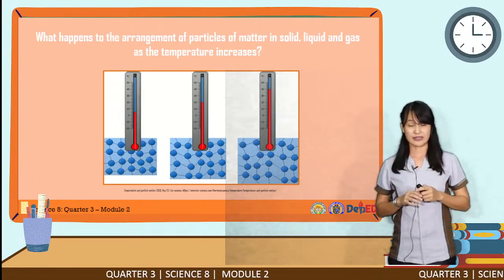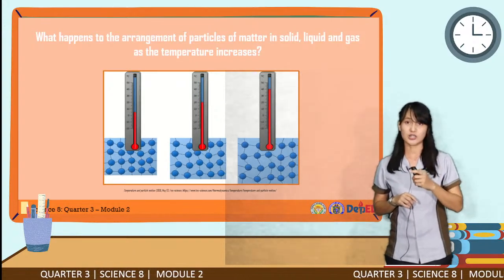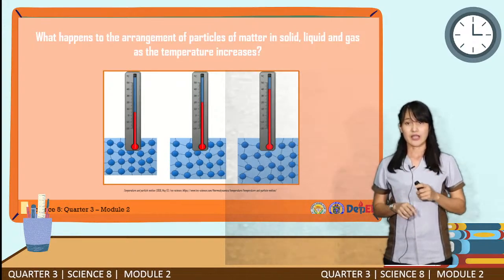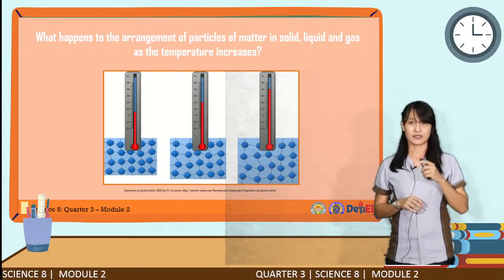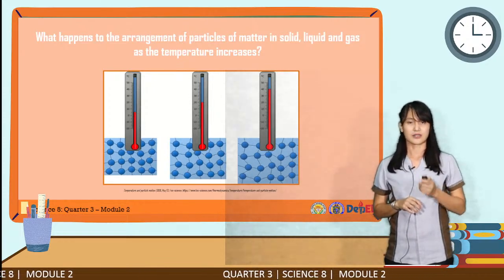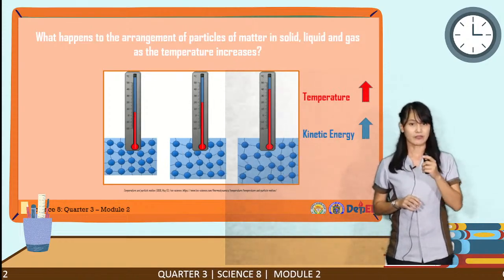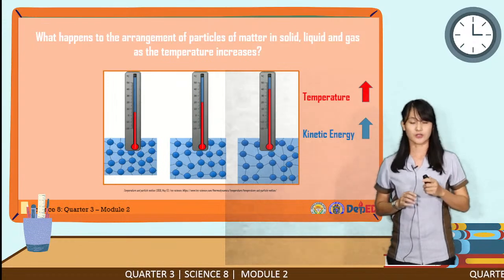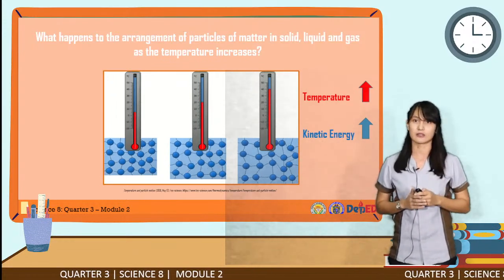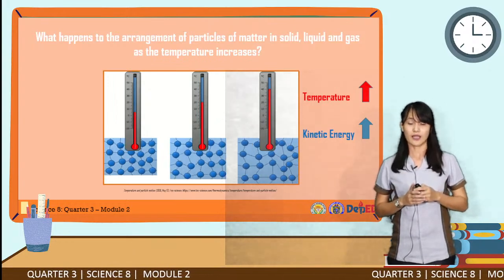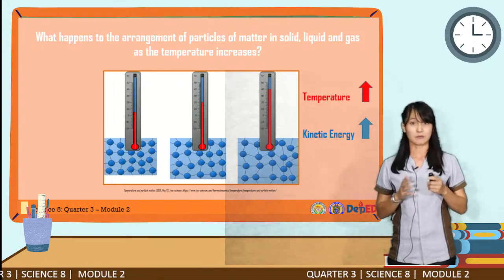Do you have an idea of what will happen to the kinetic energy and arrangement of particles of matter in solid, liquid, and gas as the temperature increases? That's right. That is because of temperature. Increasing the temperature will result in the increase of the kinetic energy or the motion of particles. Therefore, the tiny particles move, resulting to a farther distance between them.